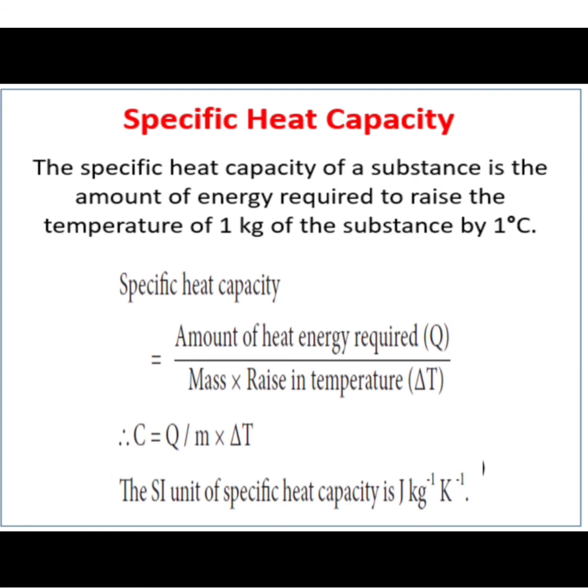So, specific heat capacity is equal to the amount of heat energy divided by the product of mass and rise in temperature. The SI unit of specific heat capacity is joule per kilogram per Kelvin.